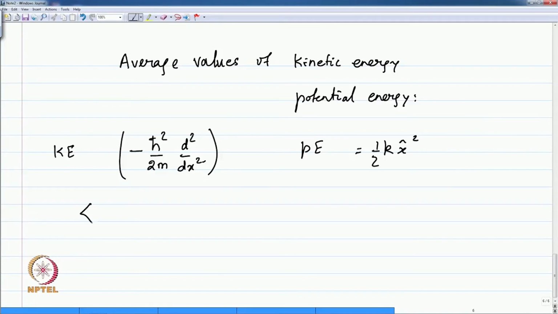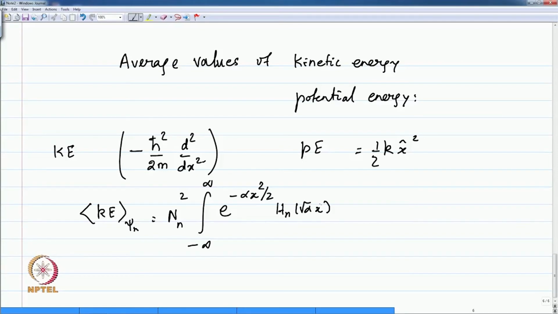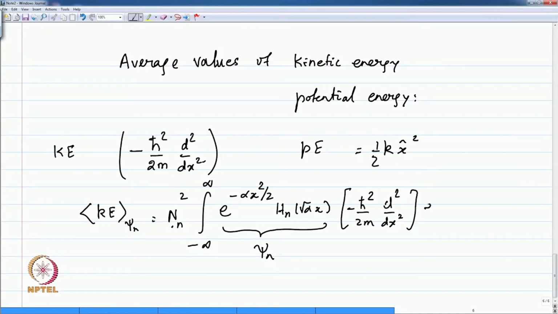So, when you talk about the average value of kinetic energy at psi n, you discuss this quantity, namely N squared, integral from minus infinity to plus infinity, e to the minus alpha x square by 2 H n root alpha x. This is the psi n with the normalization constant N, and then you have the operator minus h bar square by 2 m d square by dx square, again acting on the wave function e to the minus alpha x square by 2 H n root alpha x, dx. This integral is not 0 because H n is odd, and therefore it is an odd times odd function.